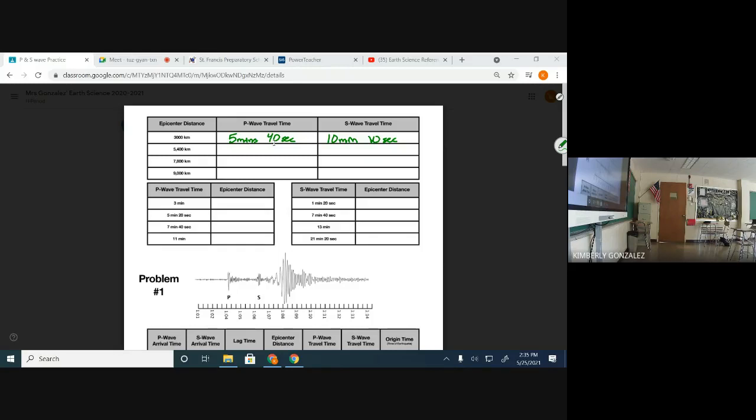And you go over, and you end up right here. And then it's 540 seconds, right? At 3,000, you go up to the S wave, it's exactly on that line right here, but halfway between, so that's going to be 10 minutes and 10 seconds.